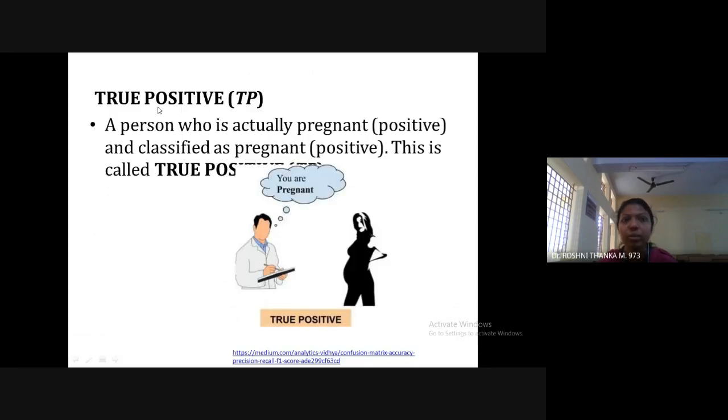What does true positive mean? Consider I want to predict whether a person is pregnant or not. So what is true positive? The model is saying you are pregnant. That is a positive result, and that is true. So that is said to be a true positive. Hope you are getting it.